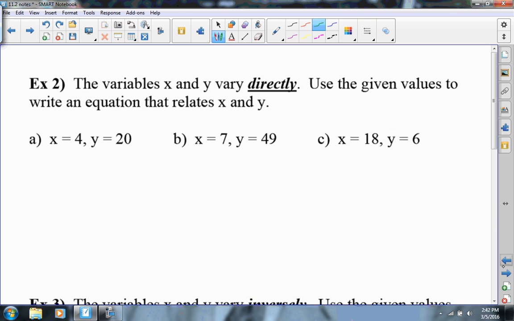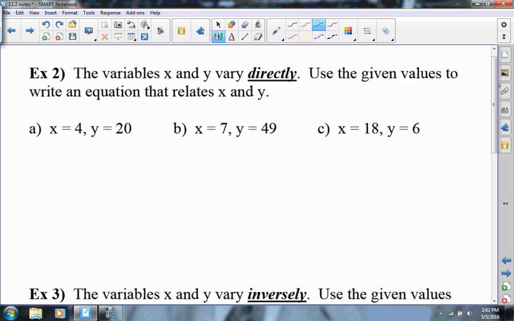Okay, now in our next example, we're told that our variables vary directly. The variables x and y vary directly. So now we're told that we have to use the y equals k times x equation, because that's the equation for direct variation. And that's the equation that we saw earlier in the year as well. So we're going to use the given values to write an equation that relates x and y.